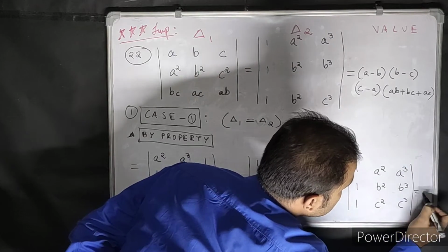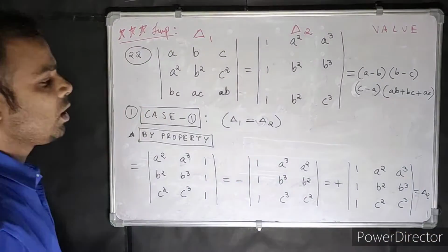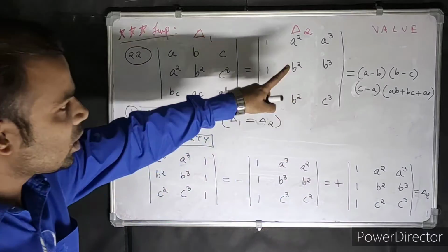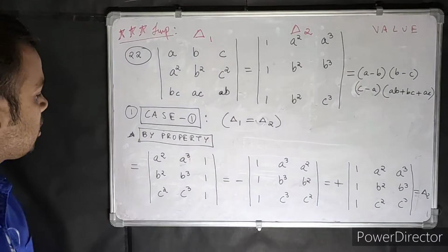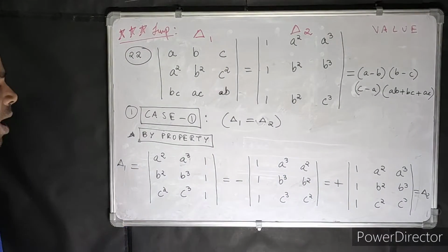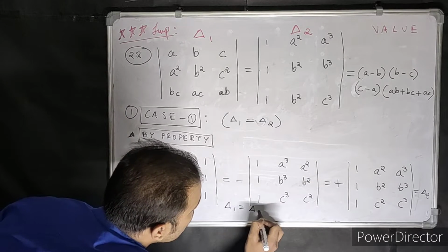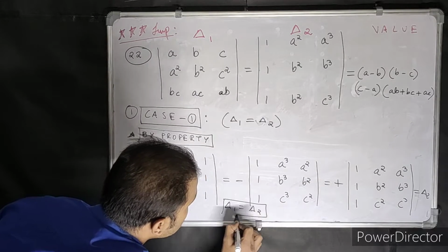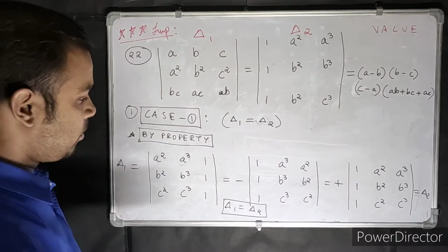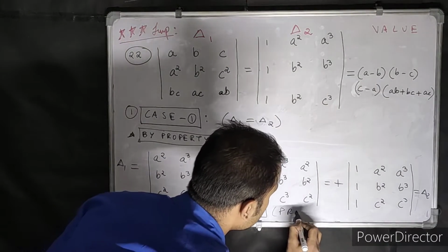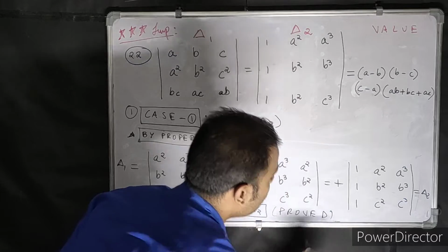Okay, so this is equal to the determinant number 2. So look at that and look at that, they are both the same thing. So I started with determinant number 1 and I have proved determinant number 2. So determinant 1 is equal to determinant 2 and that's your first case. That is proved. You can write proved over here. Okay, you have proved it.